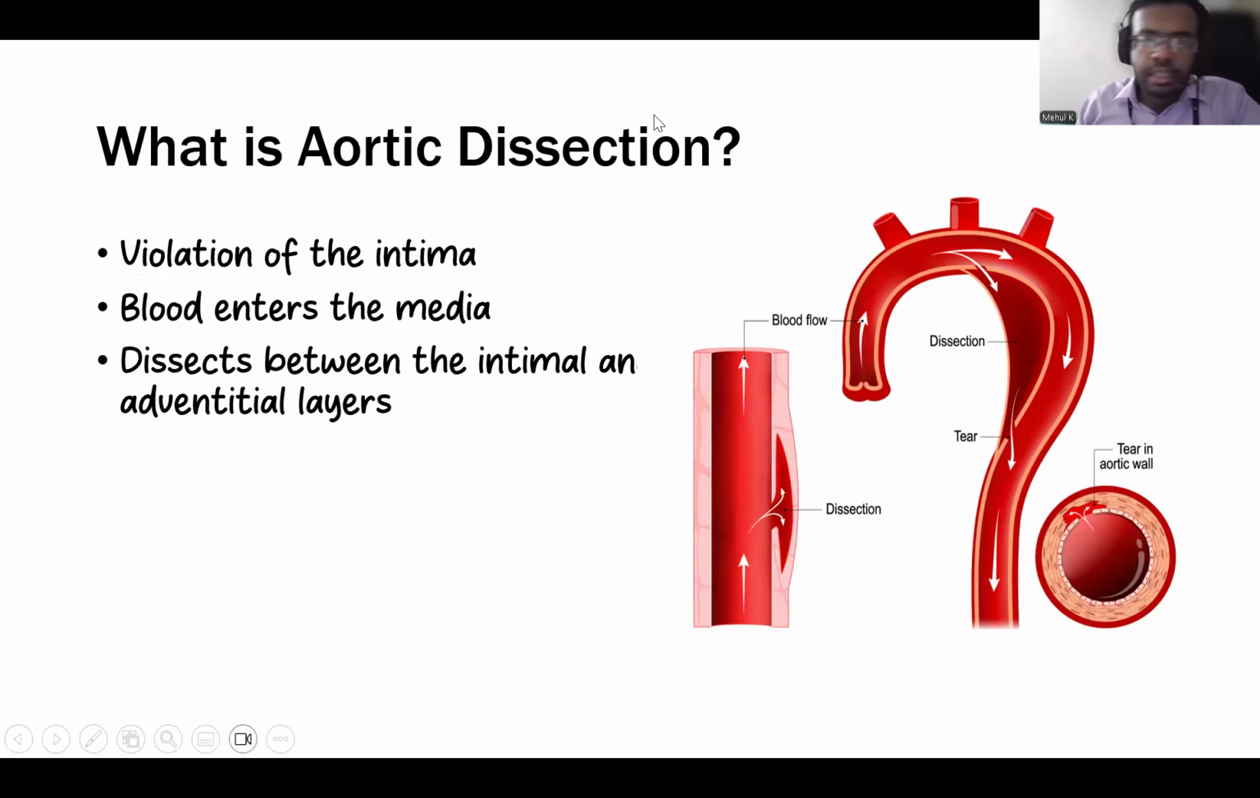What exactly is an aortic dissection? Aortic dissection is basically because of a problem with the tunica intima. There's basically a violation, a hole inside the tunica intima. And through that, the blood starts seeping into the tunica media, and it starts propagating or dissecting between the tunica intima and the adventitial layers. That is what forms your aortic dissection. So you have a hole in the tunica intima, and that leads to blood dissecting through the tunica media in between the other two layers, the intima and the adventitia.